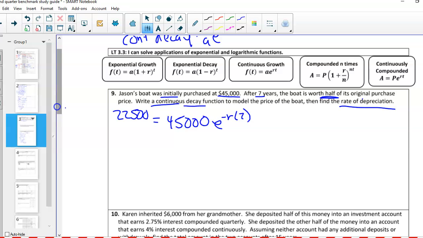So to solve this, divide. And then we need to get R out of the exponent and by itself. So take ln of both sides, and divide by -7.